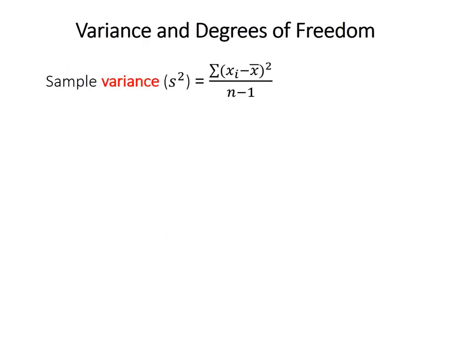So dispersion is instead measured by something called the variance, which is given the symbol S squared for the sample variance. And we just divide the sum of squares by n minus 1, where n is the number of values in the sample, or the sample size, essentially. So why n minus 1? Why not divide just by the sample size n? Well, this is related to something called degrees of freedom, which is probably easiest to illustrate with an example.